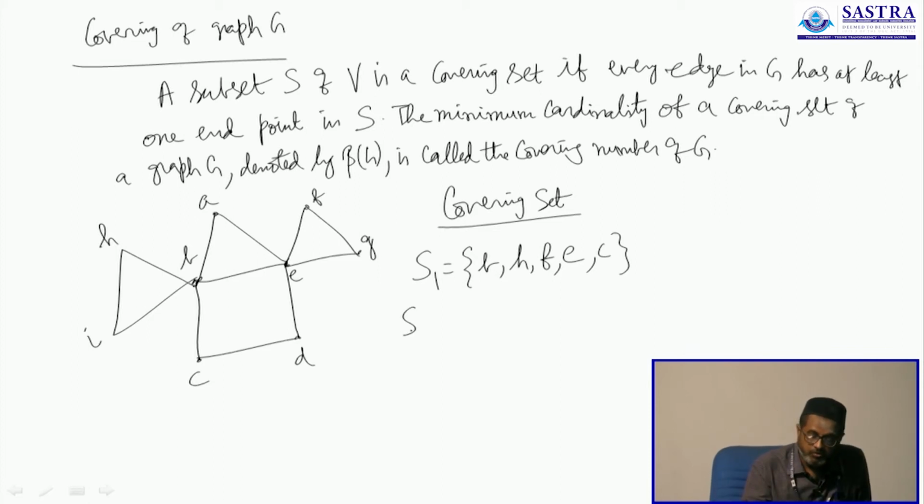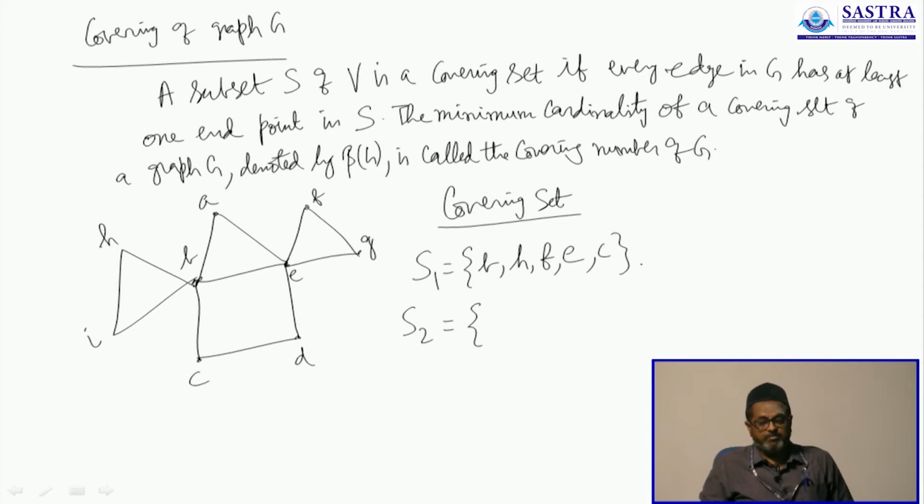Okay. Now let me find another covering set which could be smaller than this. I have to take a smaller one. I think this would be the smaller one. Let us see. If I take B, E, then that would cover these edges. So in order to cover these two, HI and FG, I have to take 2. So 2 plus 2 will give you 4 plus 1, 5. And I have only 5. So I think I require a minimum of 5 vertices to cover all the edges of the graph G.